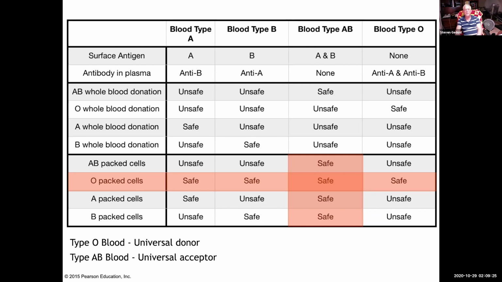But it's only for packed cells. You have to be careful between whole blood and packed cells because whole blood also transfers the plasma that has the antibodies in it. So when dealing with universal donors and recipients, for packed cells the universal donor is O. For packed cells, the universal recipient is an AB patient.